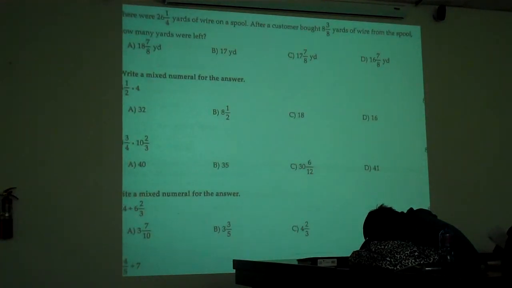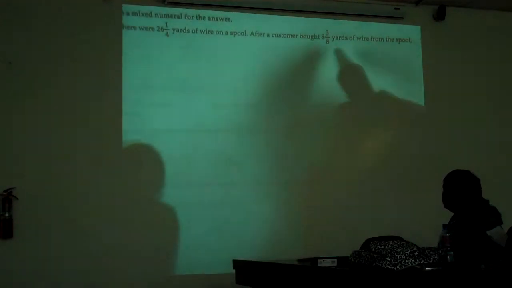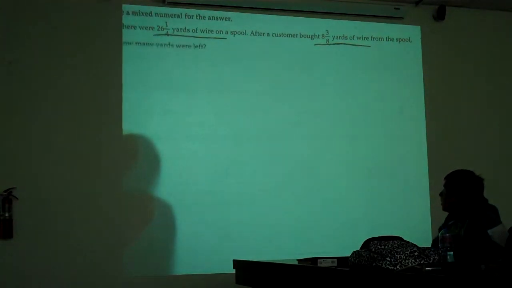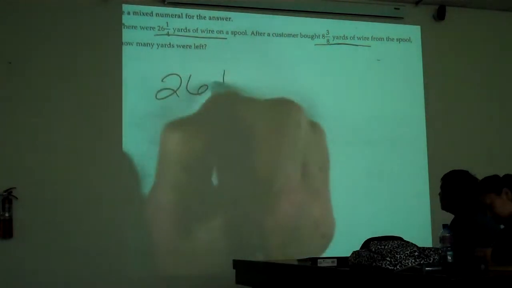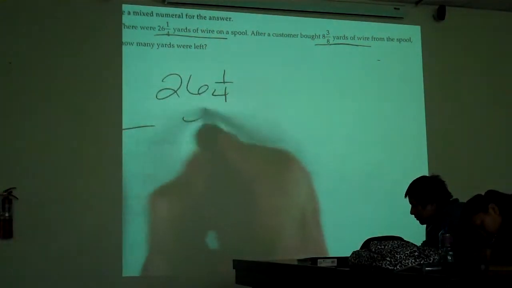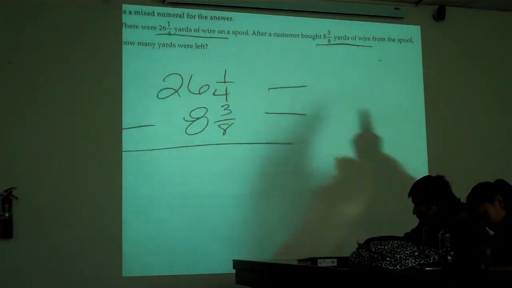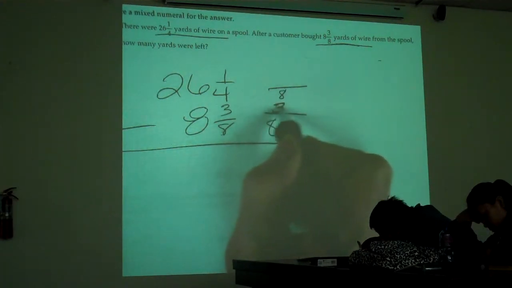79. There was 26 1/4 yards of wire on the spool. Then after a customer bought 8 3/8, how many yards were left? So what are we going to do? Subtract. 26 1/4 was on there, and they bought 8 3/8. Common denominator, 8. So the bottom stayed the same. It's still a 3 there.